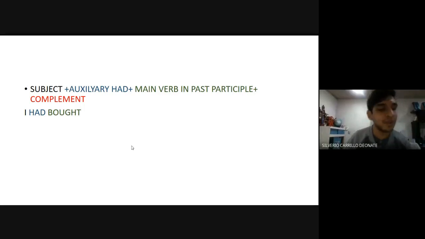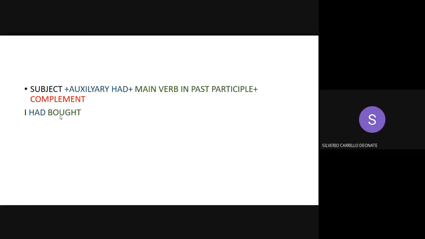So we're going to use subject, I, auxiliary verb, had, main verb in past participle. In this case, this verb is irregular, so it's going to change. That's why I tell you the irregular verbs are not going to follow the ed ending. So we're going to do I had bought, and then the complement. For example, I had bought a new car. I had bought a house. Había comprado un carro. Había comprado una casa, okay?